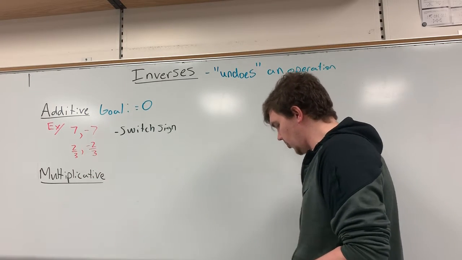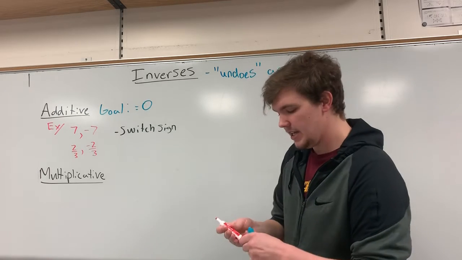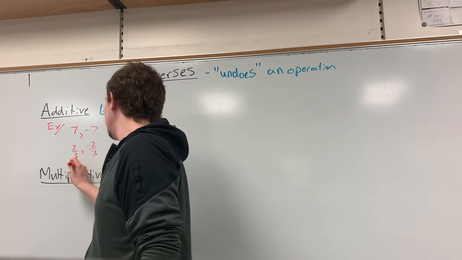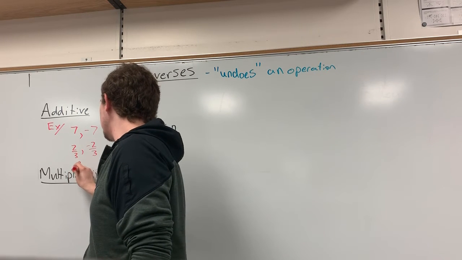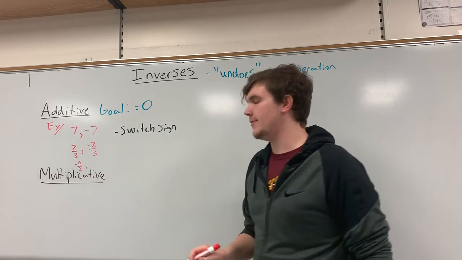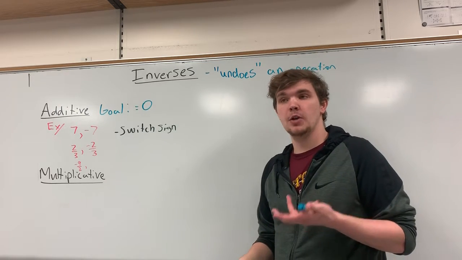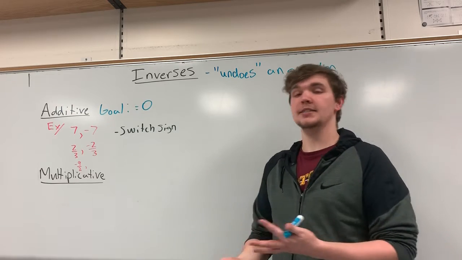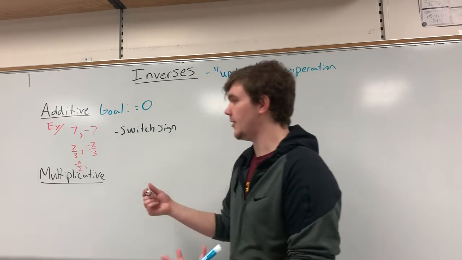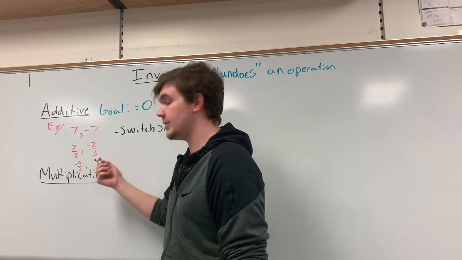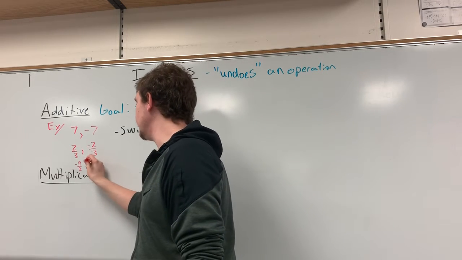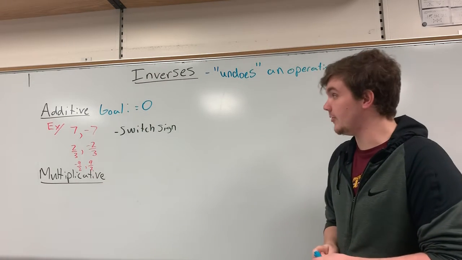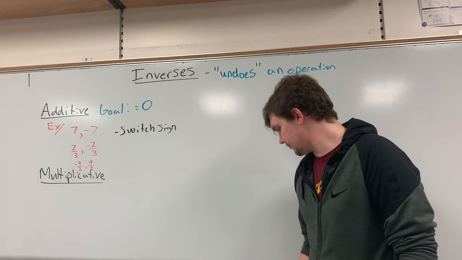If I did one more quick example of an additive inverse, let's say I start with, I don't know, how about -9/2? What would the additive inverse of -9/2 be? Well, it's -9/2 plus what gets me 0? I'm just going to flip the sign, right? So the additive inverse of -9/2 would be +9/2. Okay? And so those are all examples of additive inverses.